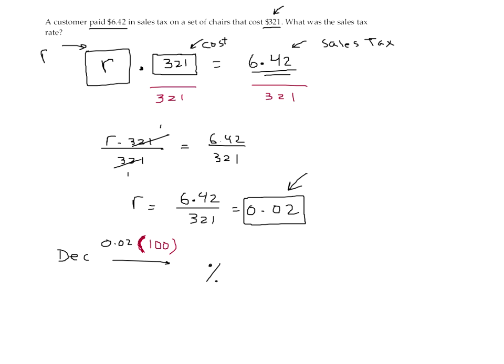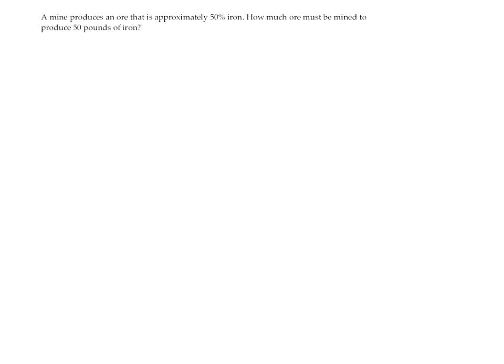So that would be equal to what then? We'll move this 2 to the right, it would be just 2%. So the tax rate here must be 2% if you pay $6.42 for the item that cost $321. Does that make sense? You follow all that? Yes, it makes sense. Go ahead and read the next question for us, please.